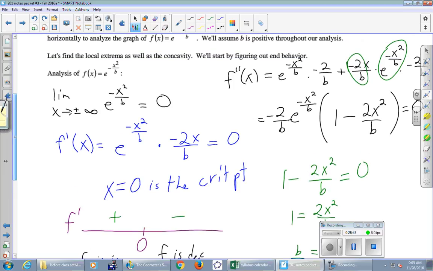So in this case, we're plugging 0 in for x. When we plug 0 in for x, this piece right here, 1 minus nothing, is positive 1. E is always positive. Negative 2 over b is a negative thing. So the whole thing is negative. So that's what goes in between.